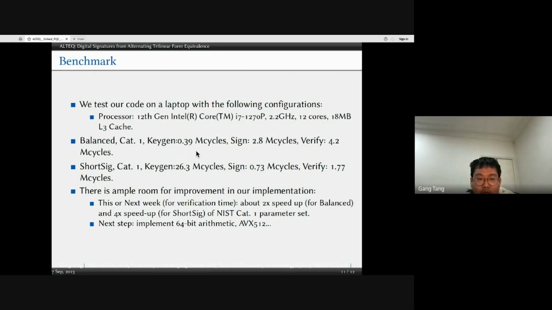Of course, there is ample room for further improvement or enhancement in our implementation, so we will update soon, this week or next week. For the verification time, we have about a twofold speedup for the balanced mode and a fourfold speedup for the short signature mode of category 1. And we also plan to implement 64-bit arithmetic or AVX-512 in the future.